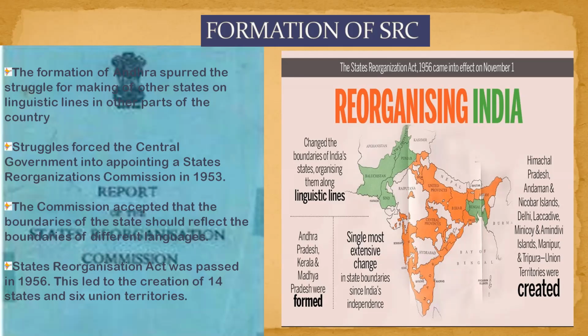All right. So that is how, this map you are seeing was before the reorganization. After the reorganization the map changed and India had new boundaries. Indian states had new boundaries along the linguistic lines. New boundaries were made on the basis of language, and new states like Andhra Pradesh, Kerala, Madhya Pradesh, Maharashtra, all these kinds of states were formed. Union territories were created.